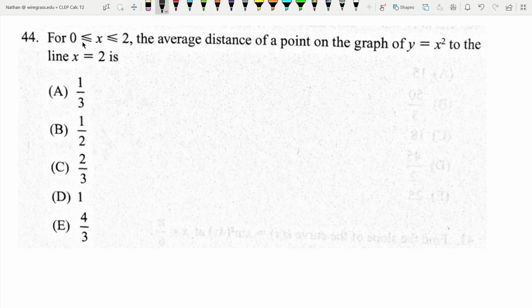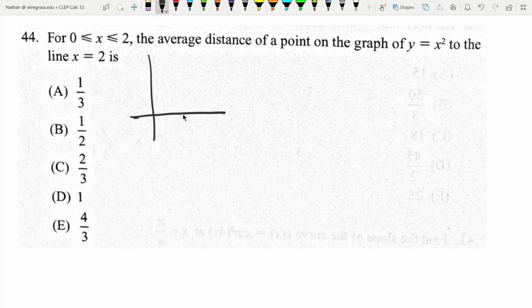Okay, for 0 to 2, the average distance of a point on the graph y equals x squared to the line x equal to 2 is. So the average distance, let's just go ahead and graph this. This is going to be y equals x squared and x equal to 2.